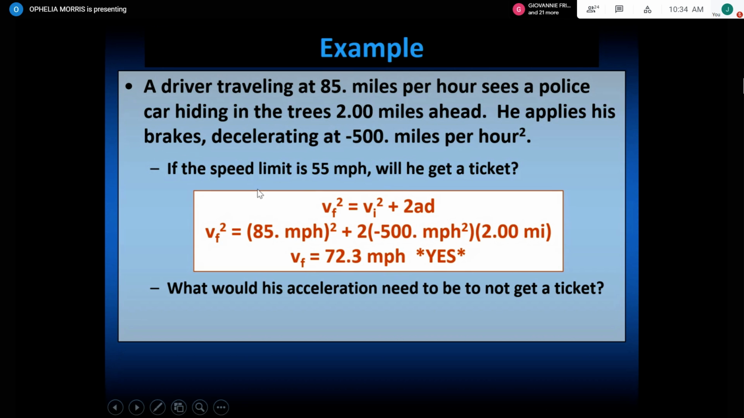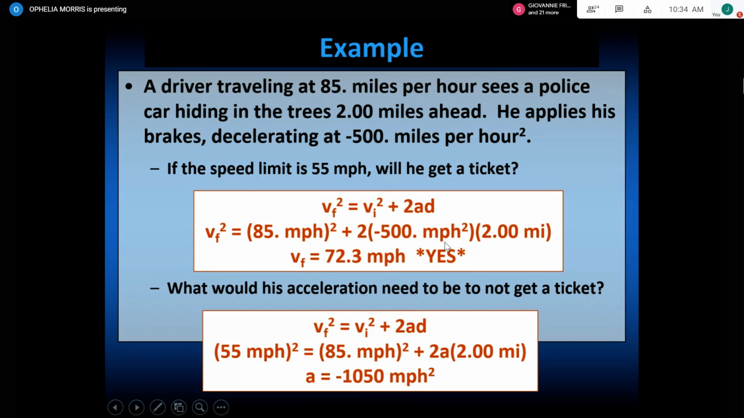So here you want the final velocity. In this case, the final velocity would be 55. Do you see that, guys? So for the second question, for him not to get a ticket, you're going to put the final velocity as 55 miles per hour. Once I'm doing 55, the cop can't touch me, right? So you're going to use the same formula again, and in this case, we're going to solve for A. Everybody see that? And the rest of it is algebra.